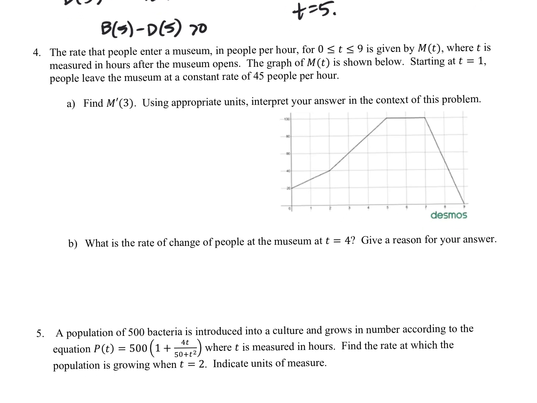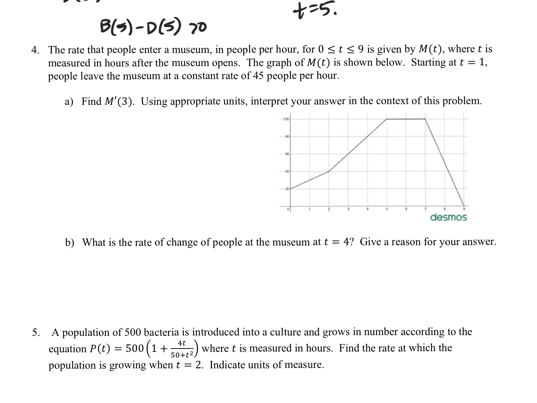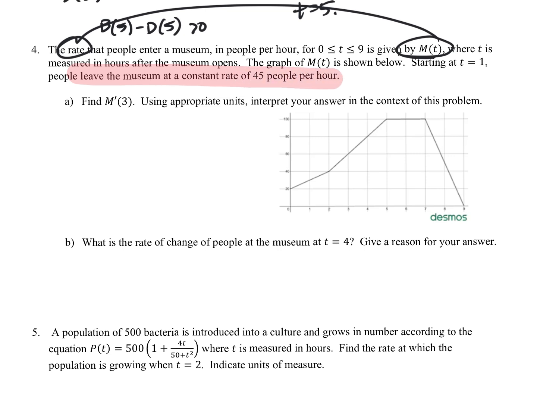The rate people enter a museum. Okay, rate of people are coming in the museum. It all got started because of this word museum. Okay, in people per hour is given by M of T. M of T is a rate. Notice that, okay? Graph of M of T is shown, and then starting at T equals 1, people start leaving the museum. Oh, and when they leave the museum, they just gave you that rate.